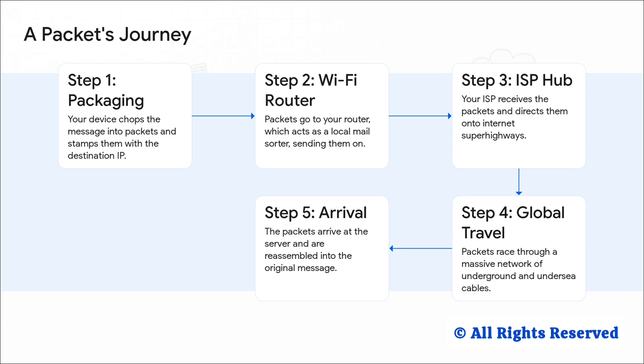Next up, regional hub. Your internet service provider, your ISP, gets the packets. This is like the massive regional sorting center that launches them on the internet's superhighways. Which brings us to global travel. These packets are now racing through this incredible network of underground and undersea cables, with other routers guiding them like air traffic controllers. And finally, step 5, arrival and reassembly. All those little packets, they arrive at the destination server, which, like a master puzzle solver, puts them all back together in the perfect order to remake your original message.